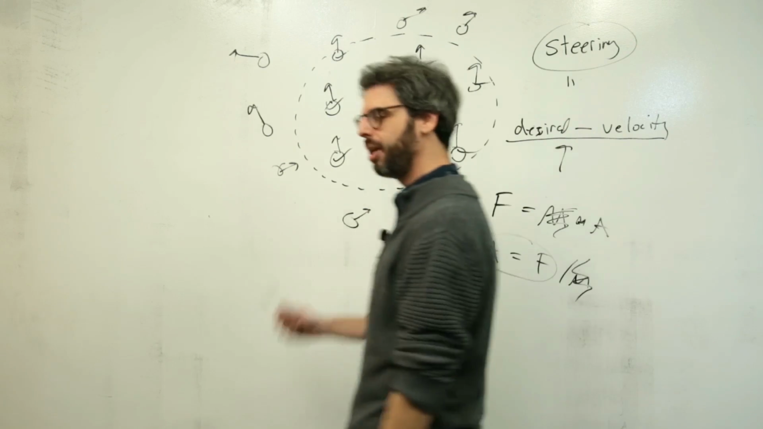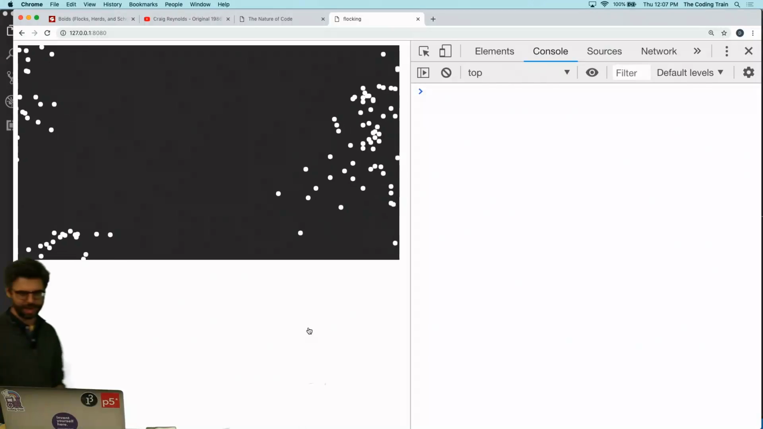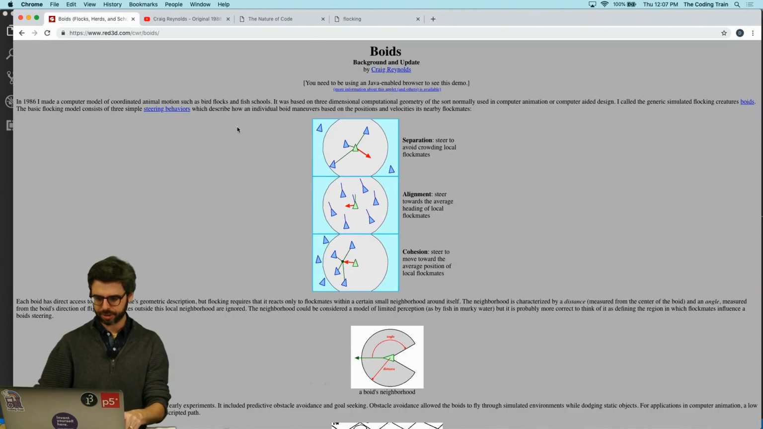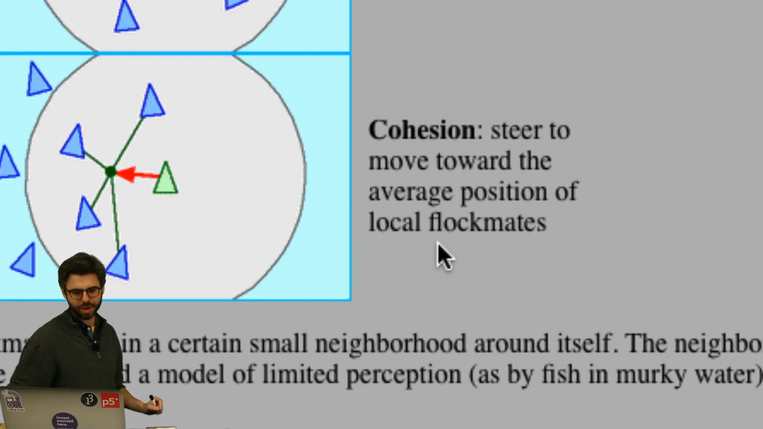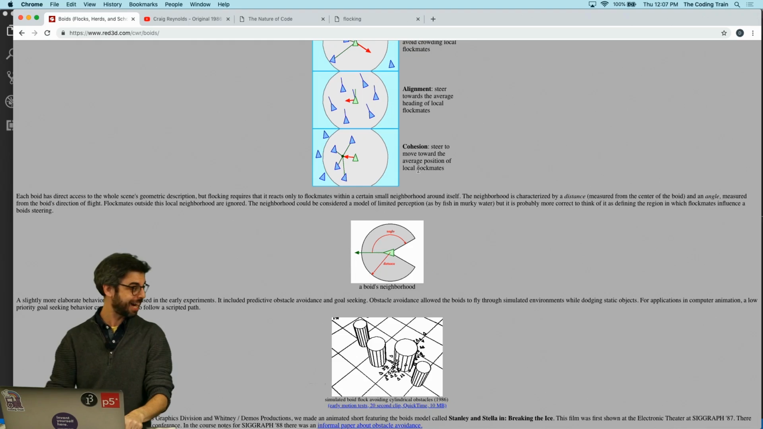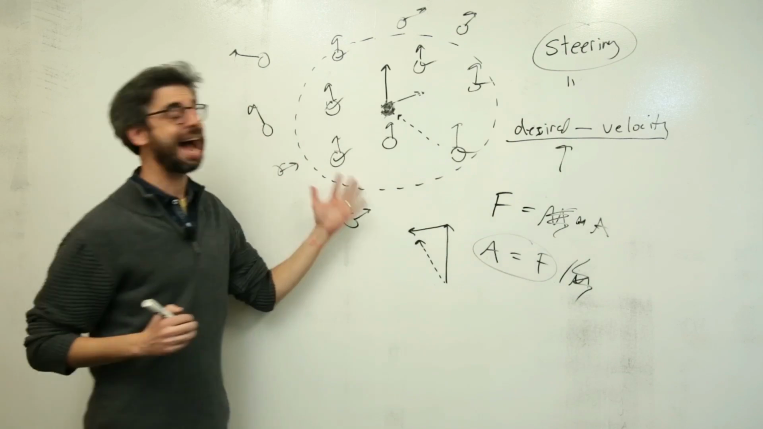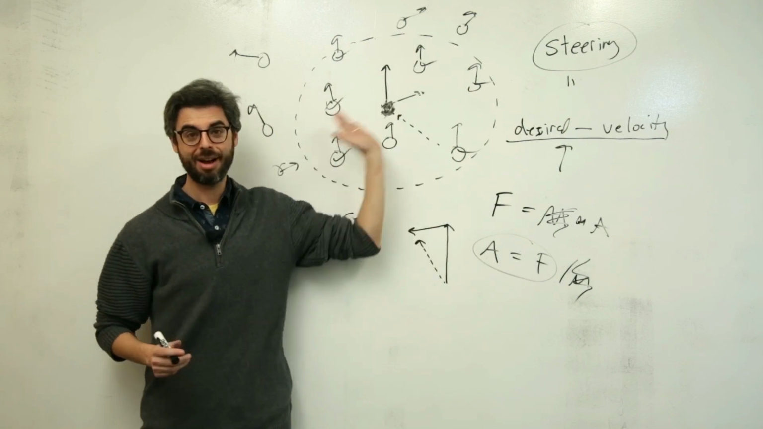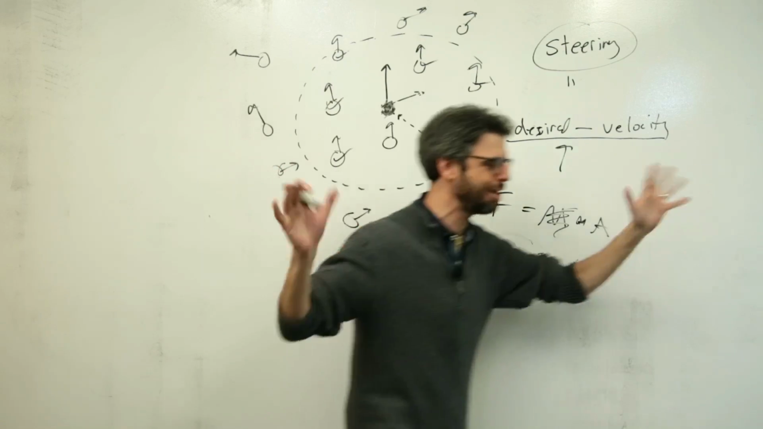Same thing. We're going to look at our neighbors. We should go back to what the rule is actually defined as. Let's go back to Craig Reynolds' original page. Cohesion: steer to move toward the average position of local flock mates. This is actually not going to be that hard because we've already calculated the average velocity of local flock mates.